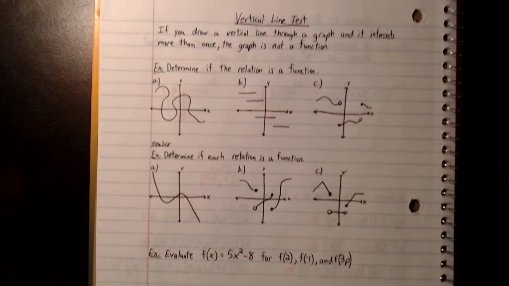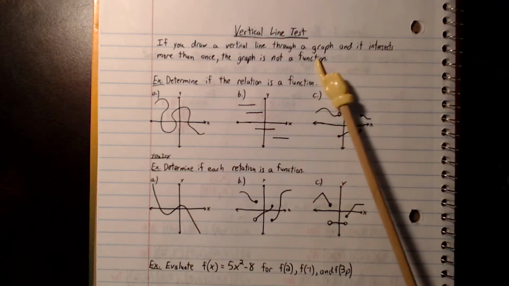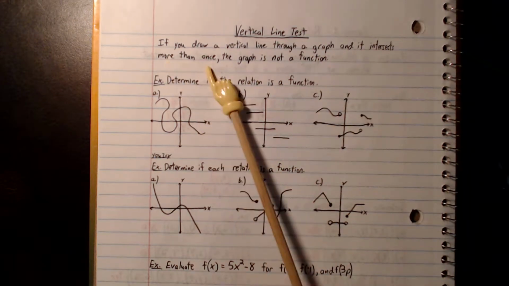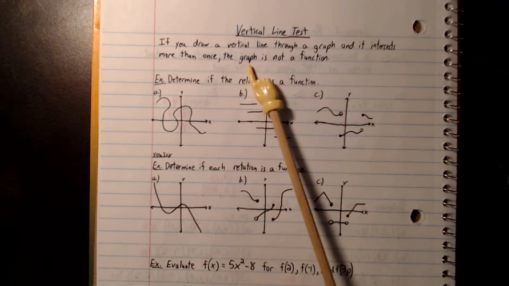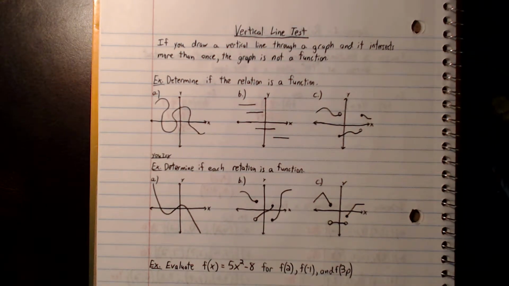Now comes our next little piece of information called the vertical line test. This is actually a really super simple way of checking. I think everybody's going to get this. It's pretty simple. If you draw a vertical line through the graph and it intersects more than once, then the graph is not a function. I have pictured here a whole bunch of graphs that we're going to look at, and if we draw a straight vertical up and down line anywhere on that graph and it hits more than once, not a function.